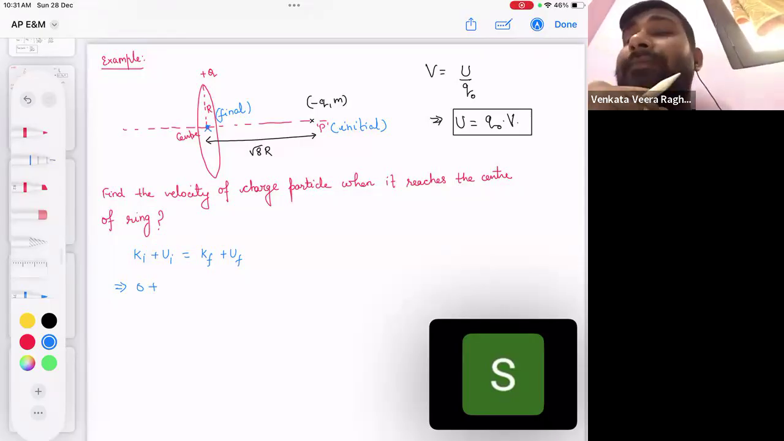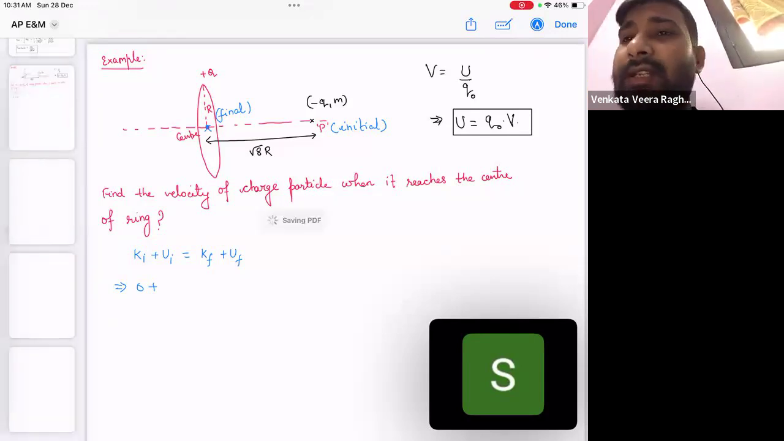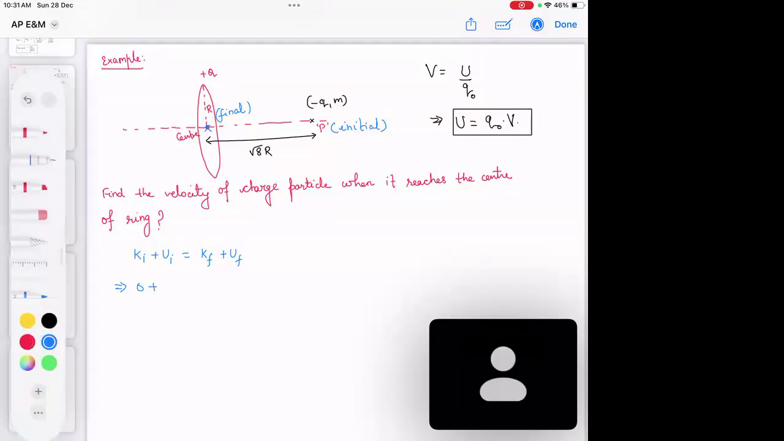Now these two are not point charges, right? So you cannot write it as K Q1 Q2 by R. Can you write K Q1 Q2 by R for the ring and the particle? No. But can we still write the potential energy?